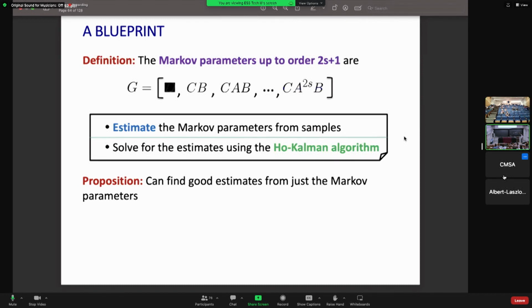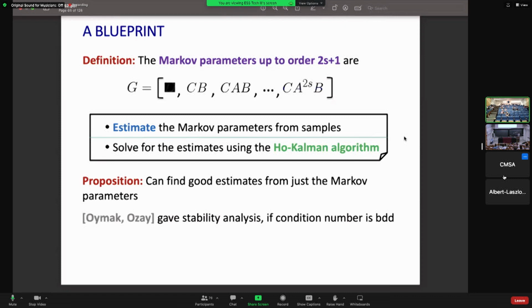In the first step, I'm only estimating the Markov parameters, so no one's going to give me them exactly. At best, I'm going to have very accurate estimates for those parameters. So what I should really care about in the second step is how stable is the algorithm? What happens if I perturb the Markov parameters and I only get very accurate estimates? Do I have a guarantee that the output of Ho-Kalman is also close to the true parameters? This can be done. This was done in a paper of Oymak and Ozay.